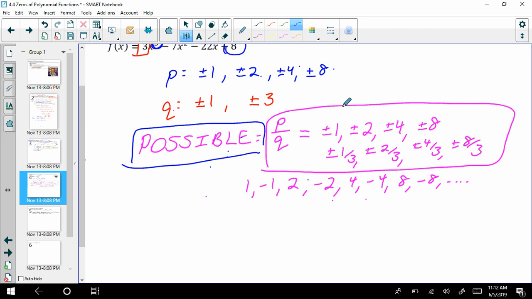So what's the purpose of writing these out? Well, it narrows down my search. Rather than blindly guessing, I now at least have a window. I know what to check. Now on this one, I'll tell you that the 3 answers are these 3 numbers.